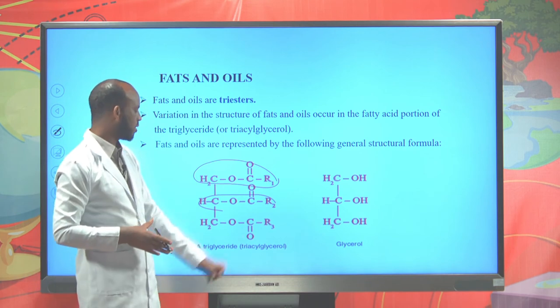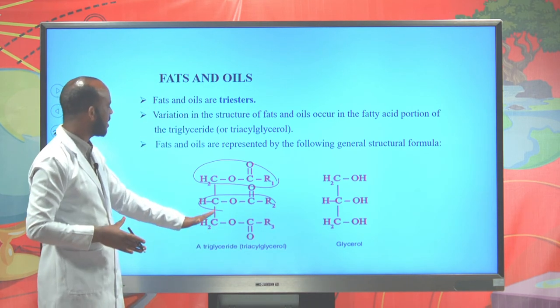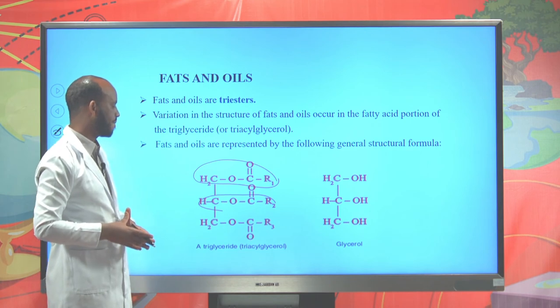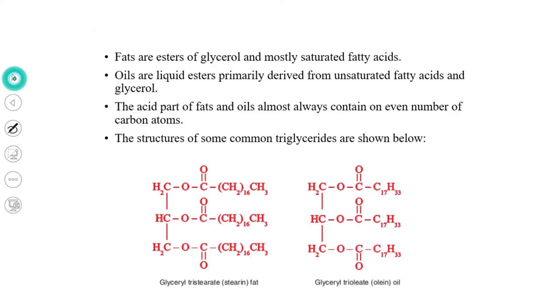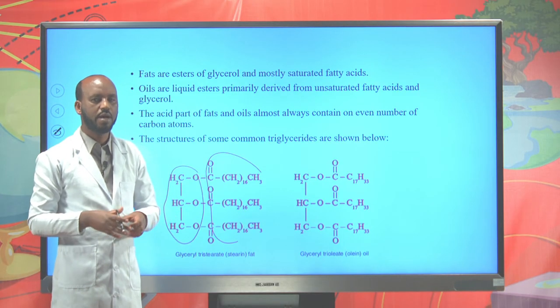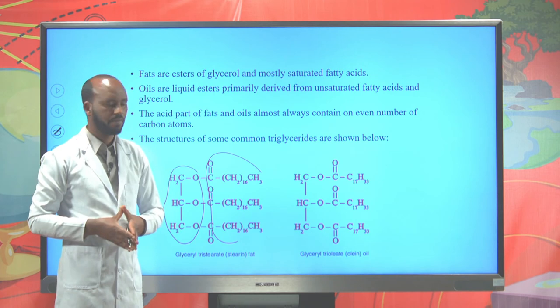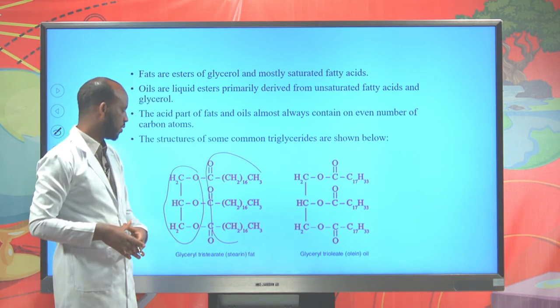A triglyceride or triacylglycerol is made from glycerol and fatty acids. You see? This is the structure of glycerol. Now, what is the difference between fat and oil? Fats are esters of glycerol and mostly saturated fatty acids. Fats are made mostly from glycerol and saturated fatty acids. Glycerol plus saturated fatty acids gives fat. Now this is a saturated fatty acid. You see? Glyceryl tristearate or stearin, the fat.